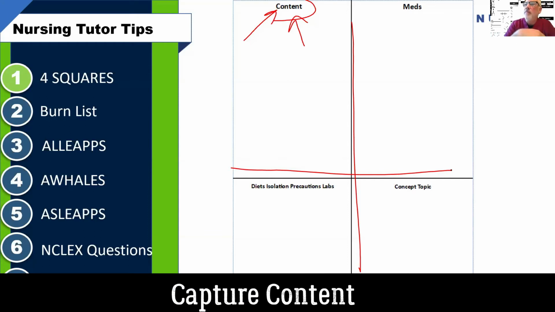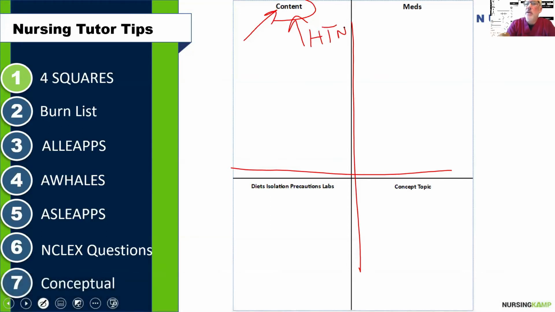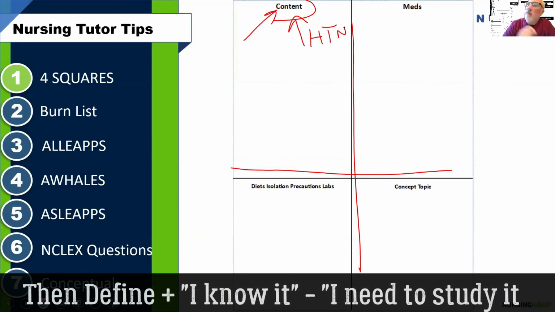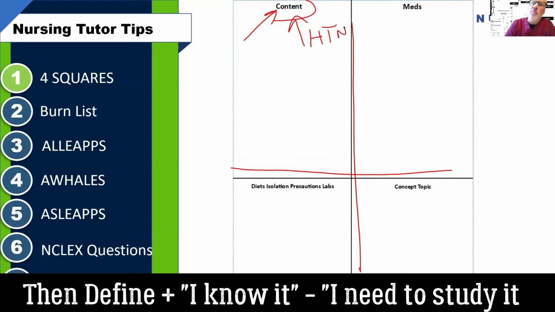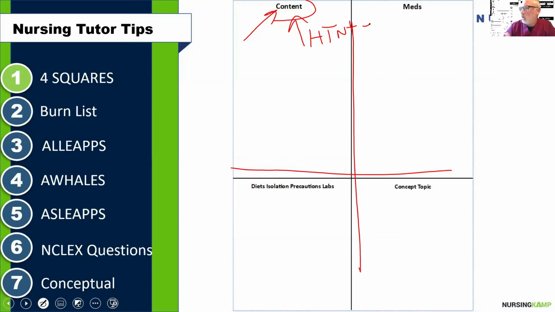For example, if the teacher starts talking about hypertension, well, that's content, so you write down hypertension. What you'll do next is, whenever you write down something, you put either a plus or a minus. A plus means that you have a good concept of it, you understand what it's about, and you don't really need to study too much about it. So usually if you have a plus in there, it means you're okay with it.